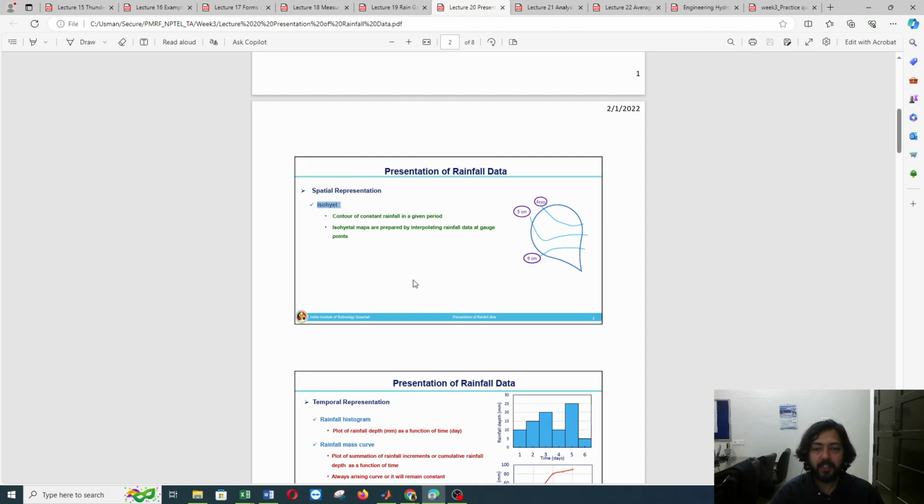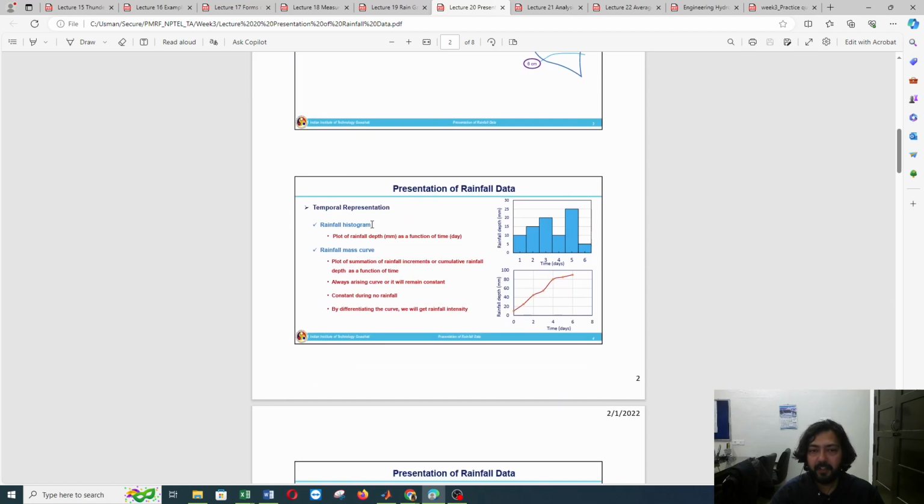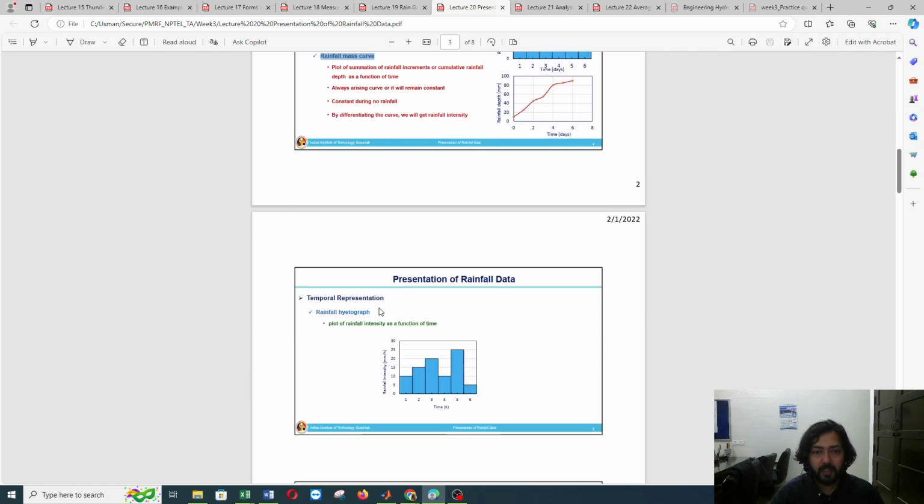The next is the temporal presentation of the rainfall data set. There are three different ways. The first is the rainfall histogram, which plots the rainfall depth versus time. We have seen this figure before also. Then we talked about the rainfall mass curve, which gives us the cumulative or accumulated rainfall versus time, which is always a rising curve. And the last is the rainfall hyetograph, which gives us the rainfall intensity versus time.